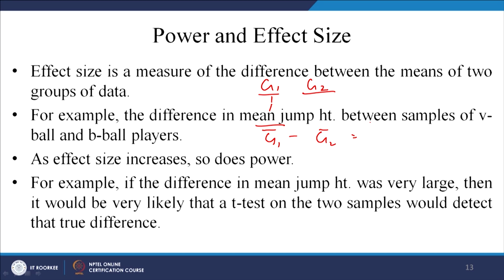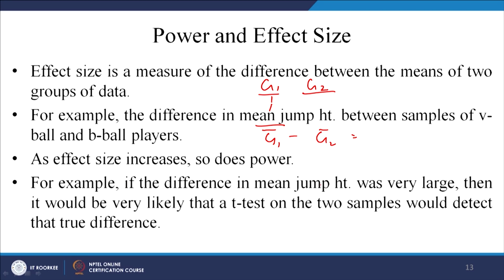So we are saying that it should be as close as possible to represent the population, that means they are from the same population. For example, the difference in mean jump height between samples of volleyball and basketball players, we have taken two kinds of sports. As the effect size increases, so does power. For example, let us understand how you understand this from real life, in real terms.